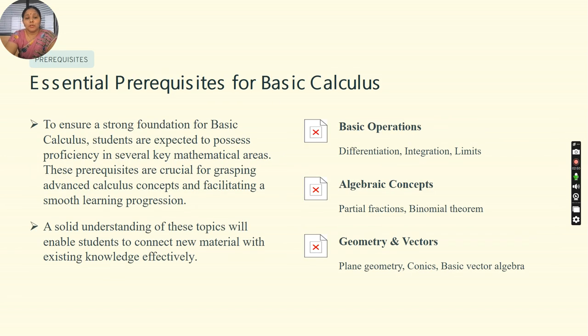So now here are some prerequisites for basic calculus. The first prerequisite is basic operations. Students should know differentiation, integration and limits. Also algebraic concepts, partial fractions, binomial theorems and the like. And the third one is geometry and vectors: plane geometry, conics, and basic vector algebra. The student should know basic vector algebra.